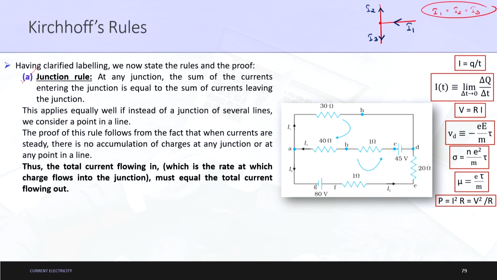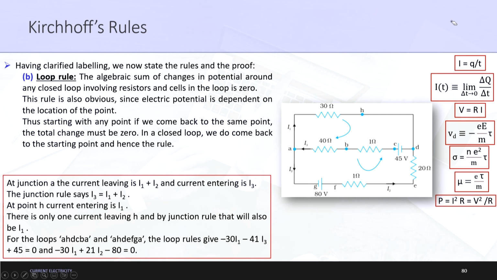The proof of this rule follows from the fact that when currents are steady, there is no accumulation of charges. So there is no charge accumulated here, there is no charge accumulated here, and so on, at any junction or at any point in a line. Thus the total current flowing in, which is the rate at which the charges flow into the junction, must be equal to the total current flowing out, and hence I explained this example which has been shown here. Okay, so let us move on to the next point now.